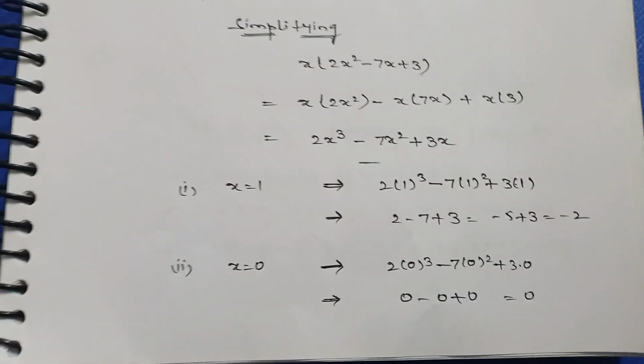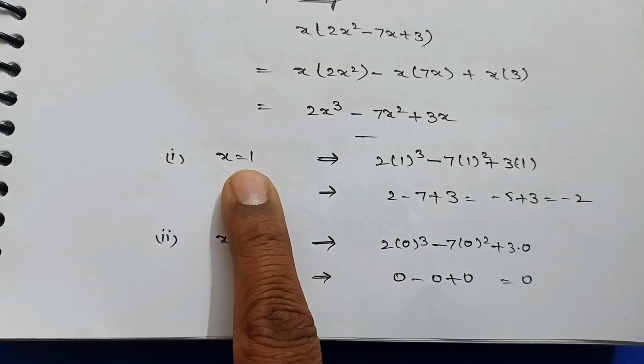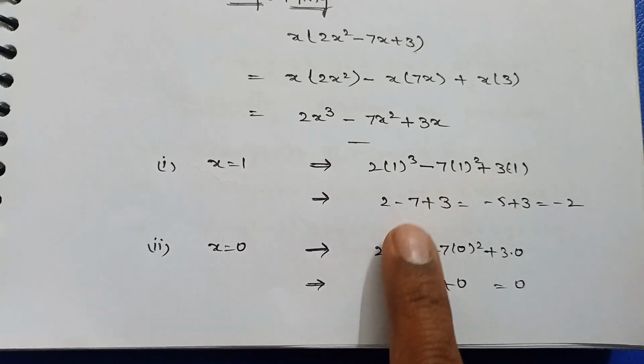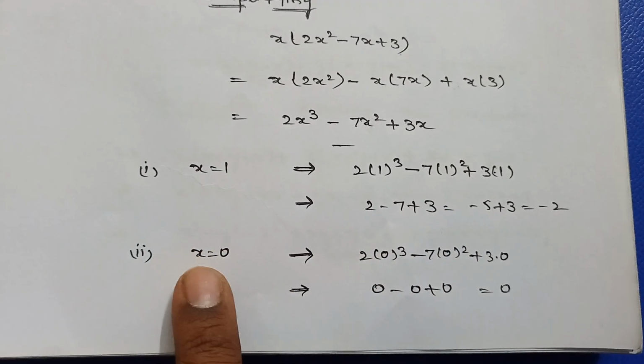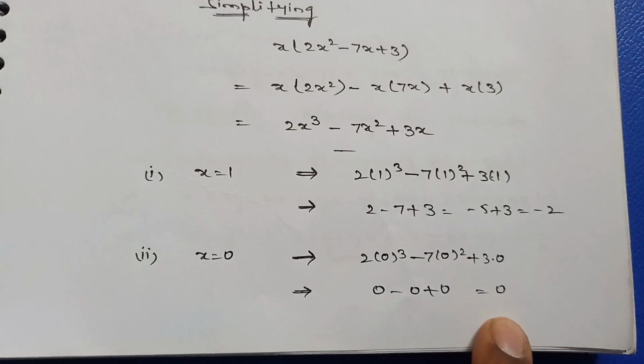After getting that, substitute x value equal to 1. In place of x, replace by 1: 2 into 1 cube minus 7 into 1 square plus 3 into 1. So we get minus 2 after simplifying. Put x equal to 0. If you put x equal to 0, then the total value becomes 0.